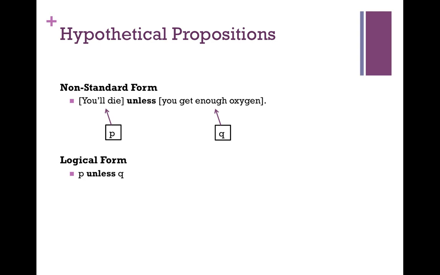So how do we put this into standard form? What is P unless Q saying? You'll die unless you get oxygen. If you were to translate this to an expression using the word if, basically what you'd be saying is, if you don't get oxygen, then you will die. In other words, if not Q, then P.